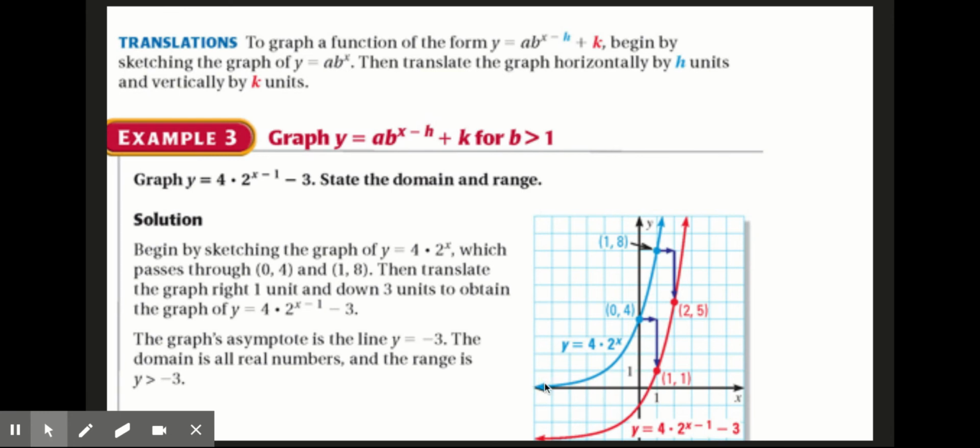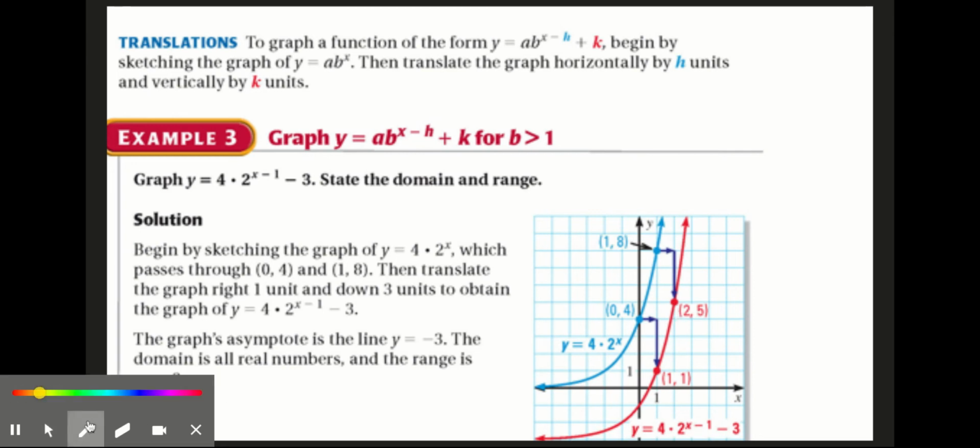We've got our base function 2 to the power of x, or 4 times 2 to the power of x, and now it's been changed. So it's been shifted down. Every point I went down 3. I also took every point and, see how this is minus, meaning I got to use bigger numbers. So I need to move to the right. So I moved to the right and down 3.